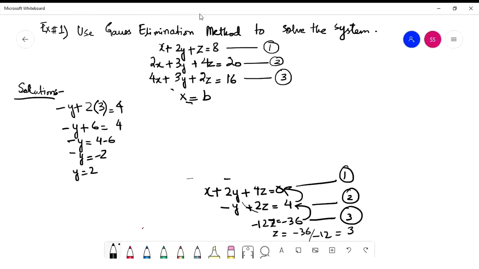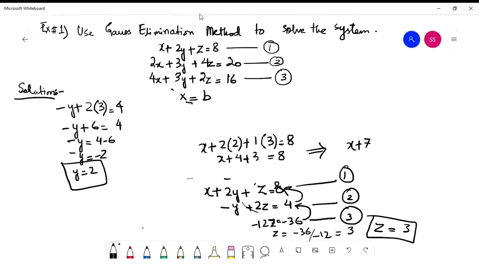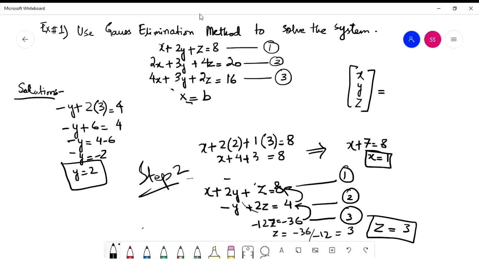Now I put the values z equals 3 and y equals 2 in equation 1. So x plus 4 into 2 plus 4 into 3, x plus 8 plus 12... So x plus 7 equals 8 and x equals 1. So this is the solution set by the Gaussian elimination procedure. This is the back substitution process, all of this is step number 2. So our solution set is 1, 2, 3.